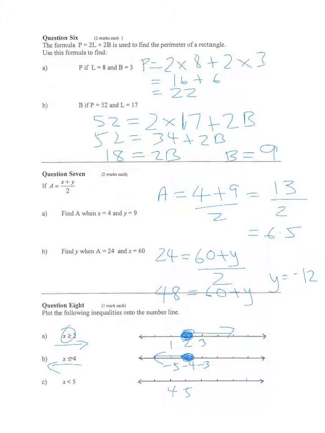5, so 4, 5, 6. We put a dot at 5. It is less than, and because it's not equal to, we leave the dot open.